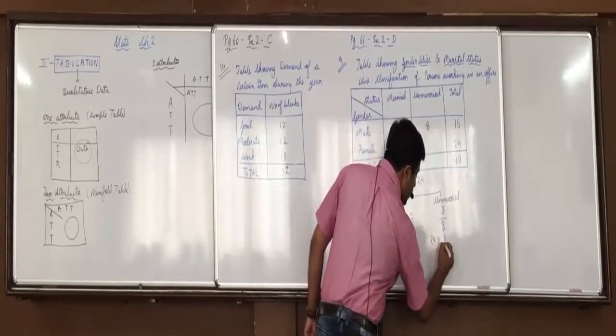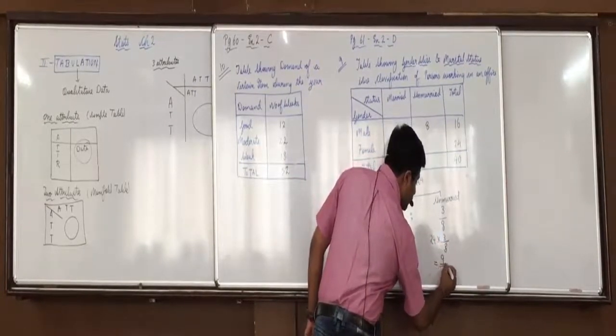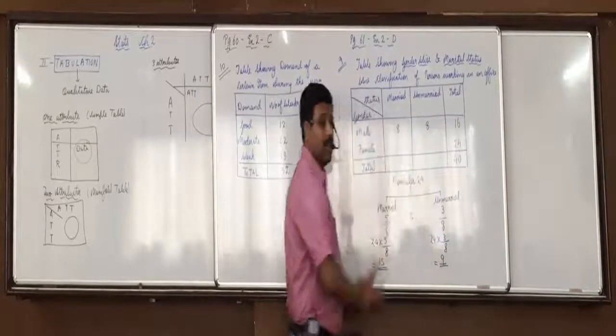24 into 3 divided by 8, 9. See, 15 plus 9, 24.